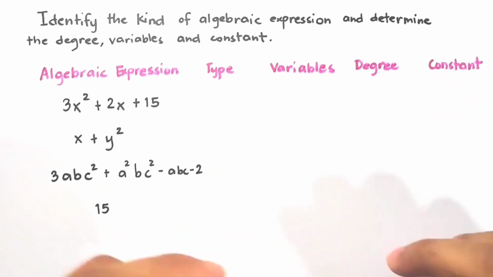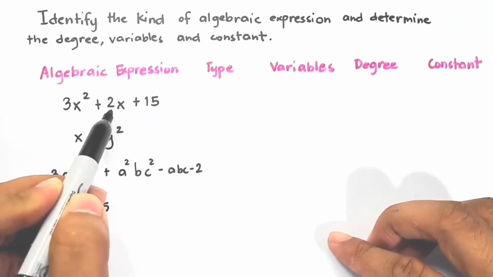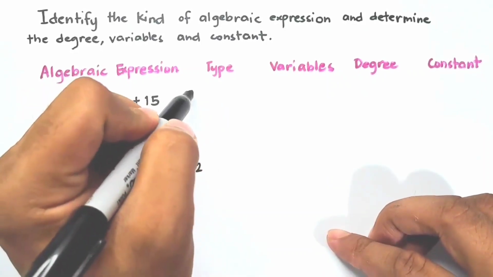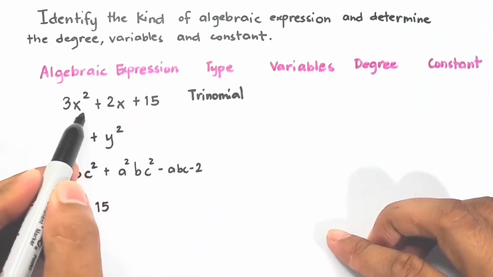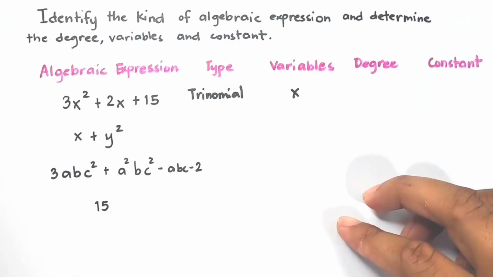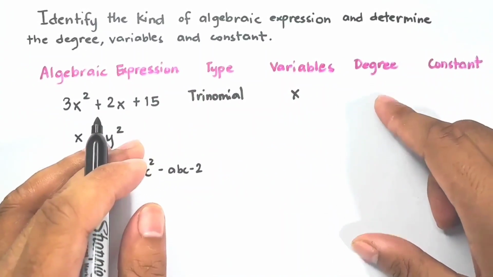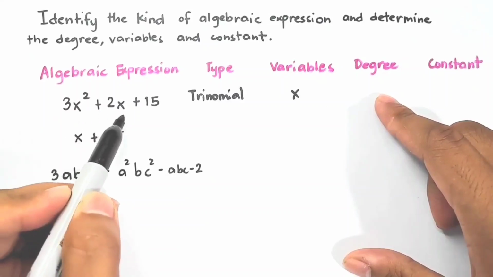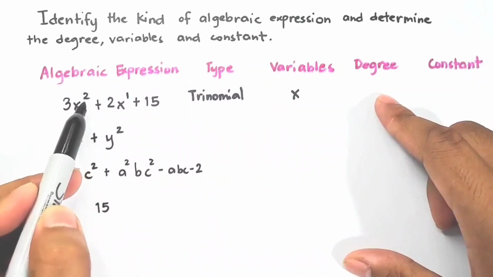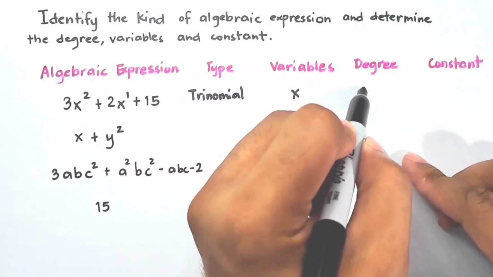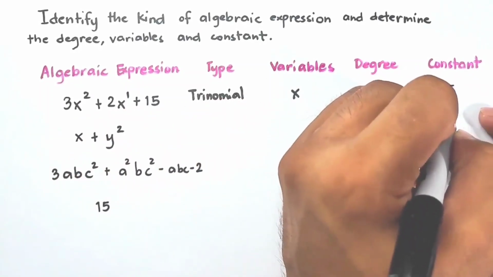So tingnan natin, in the first one, we have 3x squared plus 2x plus 15. Now, ano yung type nito? Ang type nito is that we have 1, 2, and 3. Ibig sabihin, kung meron tayong 3 terms, this one is a trinomial. Okay? For the variable, as you can see, we only have a single variable, which is x. Now, for the degree, as I told you earlier, ito yung highest exponent existing sa isang variable. Yung variable x natin meron tayo sa first term, at meron tayo sa second term. Dito, comparing the exponents, dito kasi meron tayo exponent na 1, invisible. Comparing 2 and 1, mas greater si 2, meaning the degree is 2. Okay? What about the constant? The constant is positive 15, or simply 15.